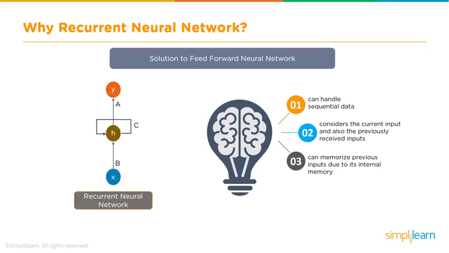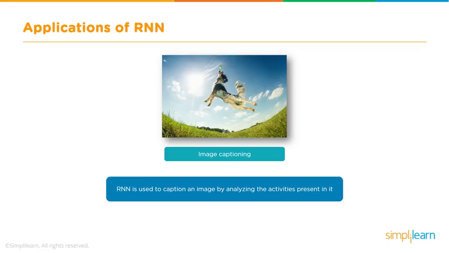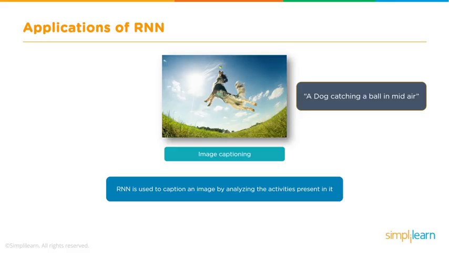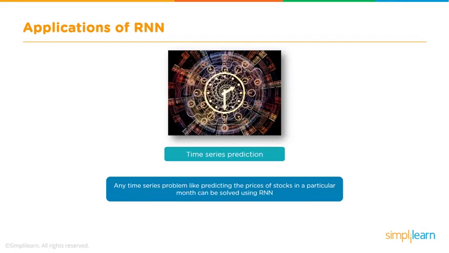And if we're going to look at general drawings and solutions, we should also look at applications of the RNN. Image captioning. RNN is used to caption an image by analyzing the activities present in it. A dog catching a ball in midair. That's very tough. I mean, we have a lot of stuff that analyzes images of a dog and the image of a ball, but it's able to add one more feature in there that's actually catching the ball in midair. Time series prediction. Any time series problem like predicting the prices of stocks in a particular month can be solved using RNN. And we'll dive into that in our use case and actually take a look at some stock.